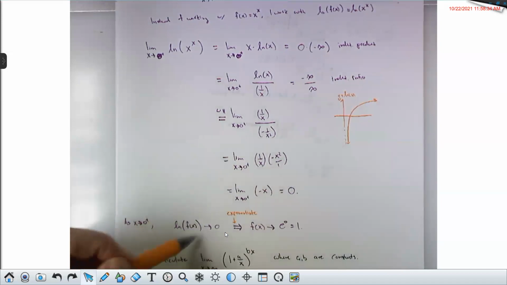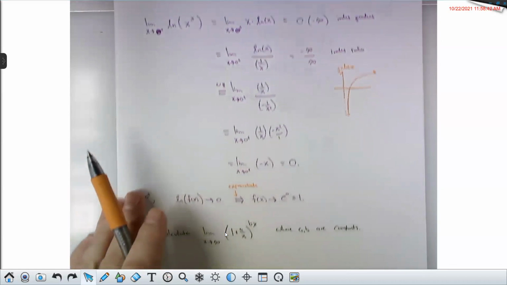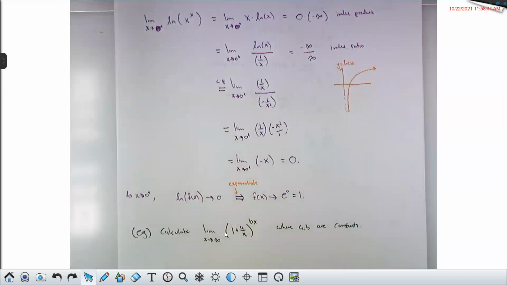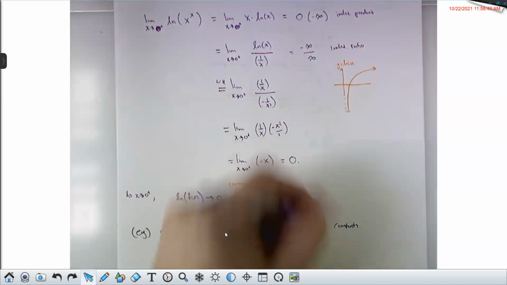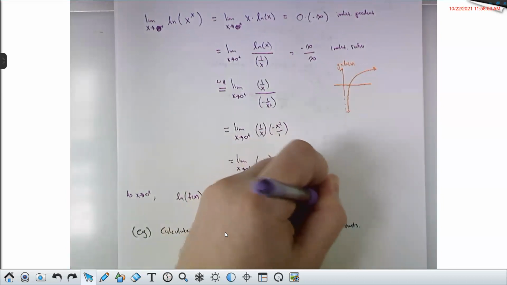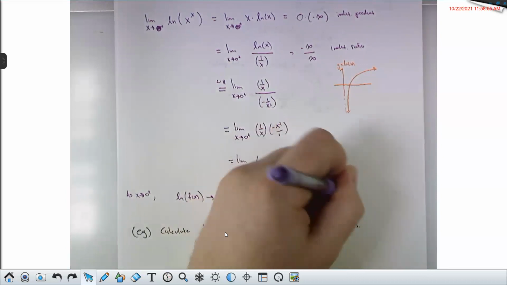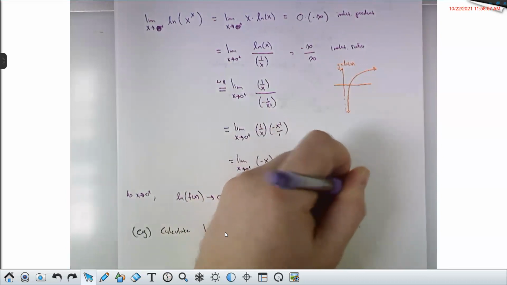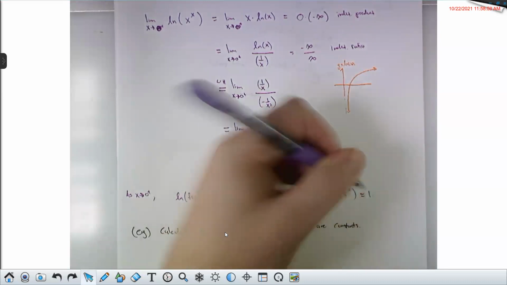When I exponentiate the object on the left, the natural log goes away. And when I exponentiate the 0, I get e to the 0, which is 1. Correct. Yeah, the final answer here is 1. I suppose I can restate this, i.e. lim x to 0 plus of x to the x is 1. Yeah.